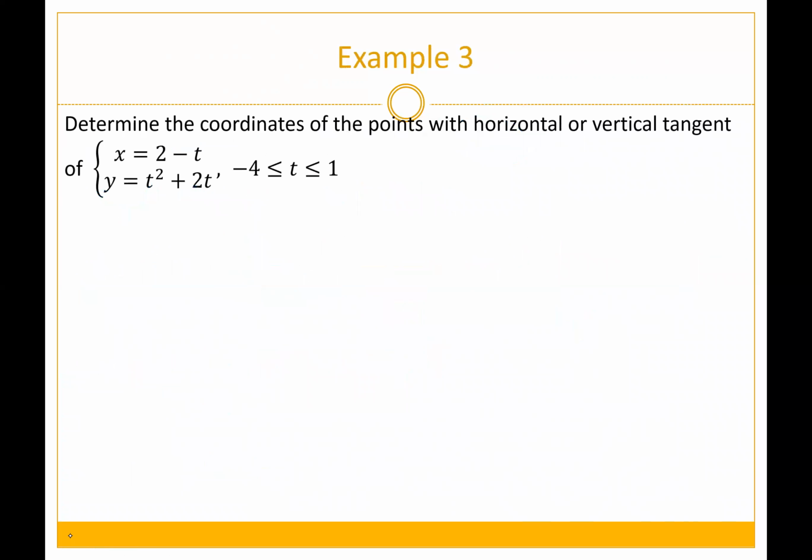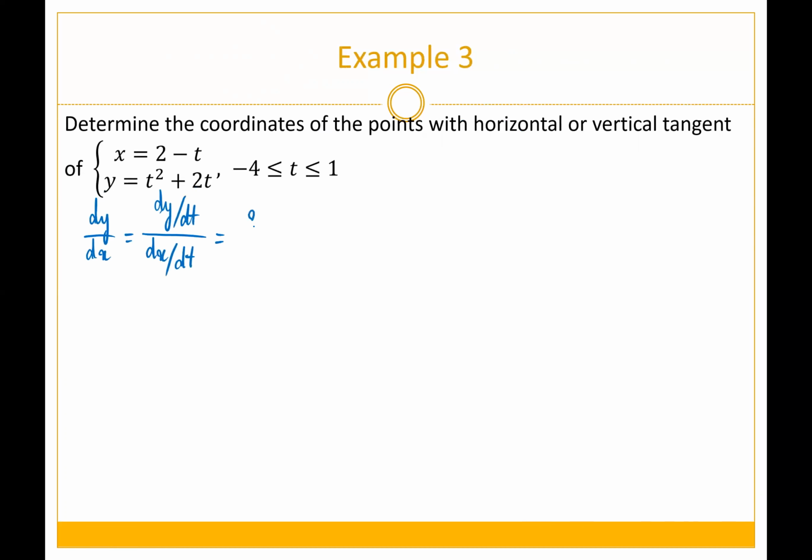Next, we'll go into example 3. Determine the coordinates of the points with horizontal or vertical tangent of this parametric curve. And so for horizontal tangent, as we define it, let's first find the formula for dy over dx. This is where you have dy over dt divided by dx over dt.